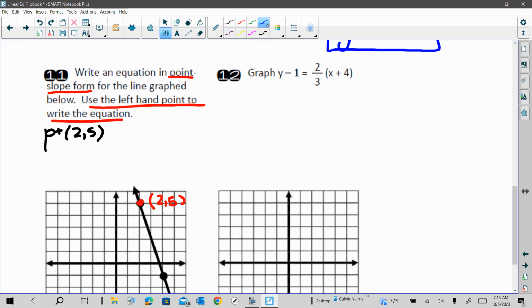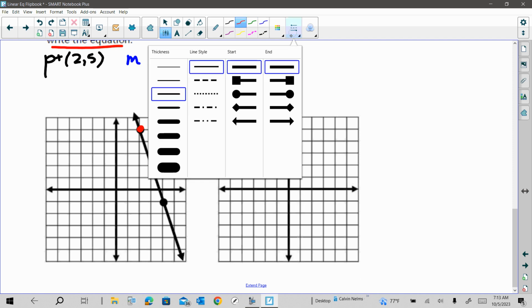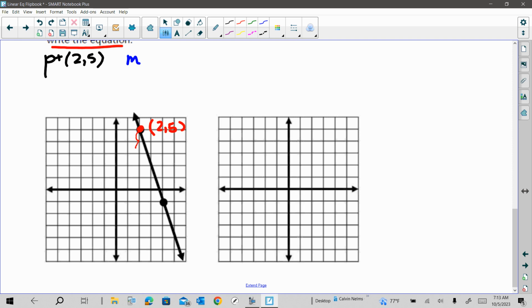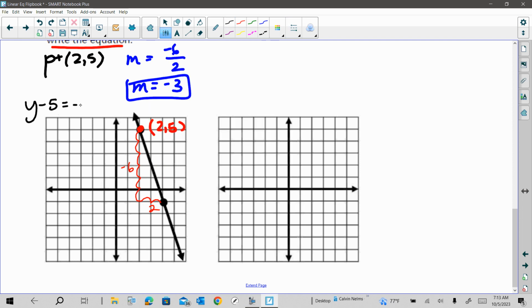So I'm going to start off with my point as 2, 5. Then what I also need is the slope. So I'm going to use the graph to find that slope. I can just count from this point down 1, 2, 3, 4, 5, 6. So that's -6. And then to the right, 1, 2. So I have -6 over 2, which reduces to -3. So now all I'm doing is plugging into the formula. The equation here would be y minus 5 equals -3, parentheses x minus 2. There's the point-slope form.